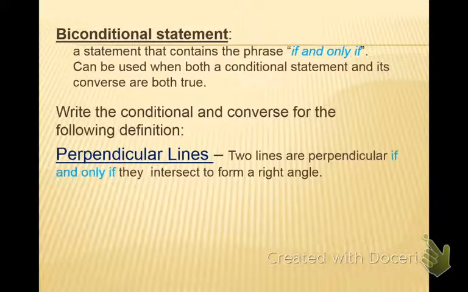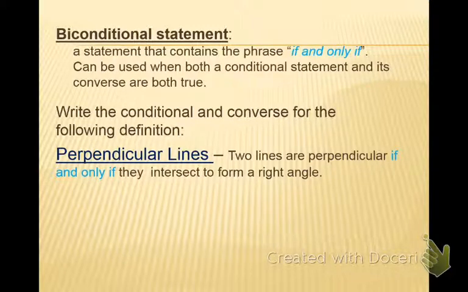Okay? You can use a biconditional statement when both the conditional statement and its converse are true. If your conditional statement's true and then you flip-flop the hypothesis and the conclusion, and it's still true, then we use the phrase if and only if, and we call it a biconditional statement. Okay?